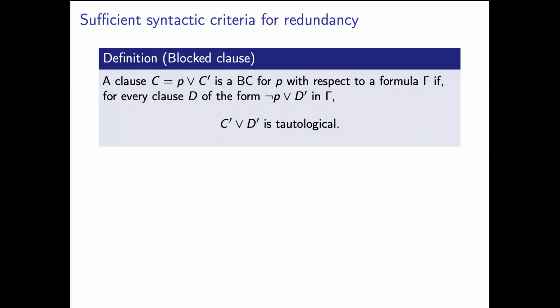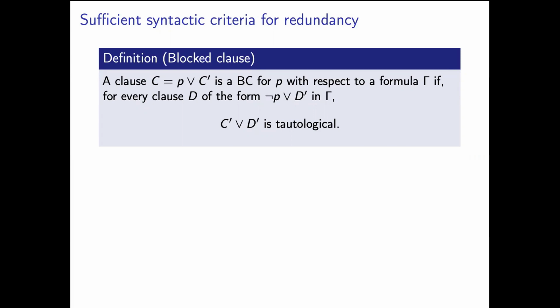Okay, so this is the only definition that I actually want you to remember that's kind of complicated. This is the notion of a blocked clause, which is a criterion for redundant clauses. So a clause of the shape C, which has a distinguished literal P and the rest of it, C prime, where P doesn't appear, is blocked for P with respect to the formula if something holds for all the clauses in the formula. Namely, for all the clauses D that contain not P, the resolvent of the two clauses, which is C prime, D prime, is tautological. And tautological here means, in the context of clauses, it has some literal that appears as both positive and negative in the result.